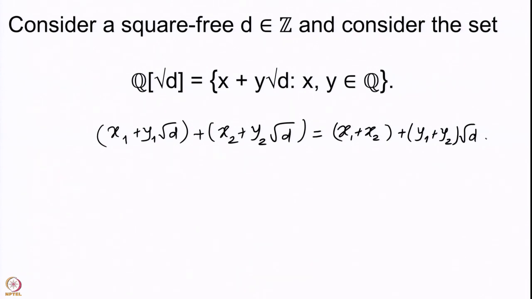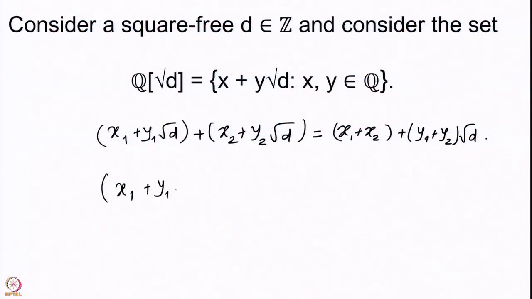So, this set Q root D is actually closed with respect to addition. If you take addition of any two such numbers in the set, then the sum is again in the set. So, Q root D is closed under addition. There is the 0 which can be written as 0 plus 0 root D. Therefore, Q root D has the additive identity and it also has the additive inverse: x plus y root D plus minus x plus minus y root D is going to give you 0 plus 0 root D. So, Q root D is a group with respect to addition.